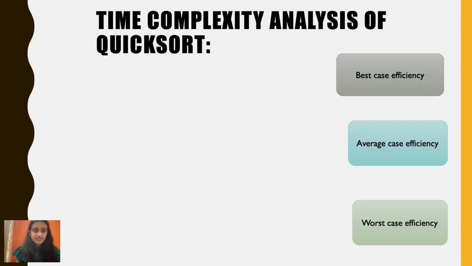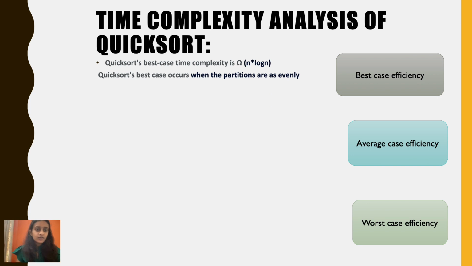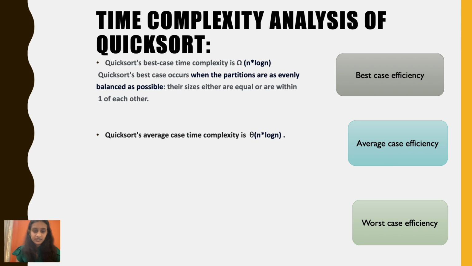Now we are going to discuss the time complexity analysis of quicksort. In this we are going to discuss the best case efficiency, average case efficiency, and worst case efficiency of quicksort. First, the best case efficiency. Quicksort best case time complexity is omega of n log n. Quicksort's best case occurs when the partitions are as evenly balanced as possible, that is, their sizes either are equal or within one of each other.